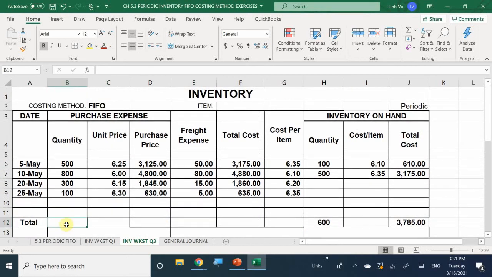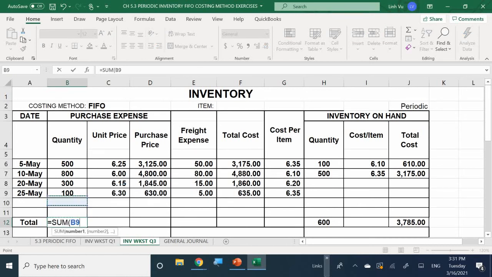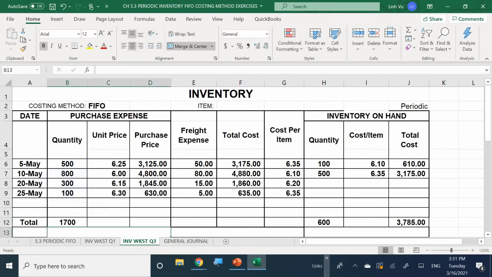Okay, so how much did I purchase? 1,700 units. Okay, how much was my total purchase price? Okay, what was my total purchase price? $24.70. Remember, unit price doesn't count. So my total purchase price.